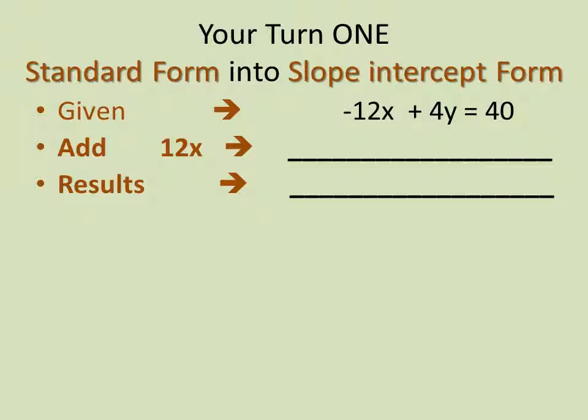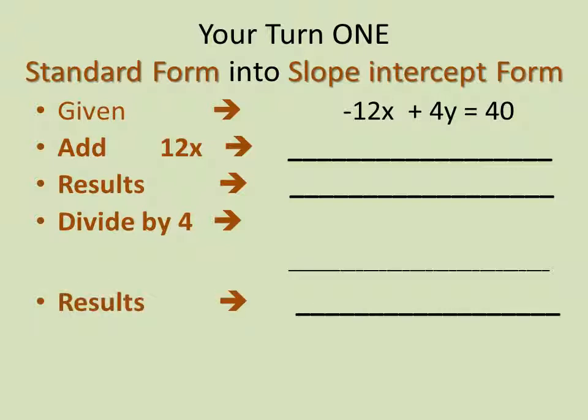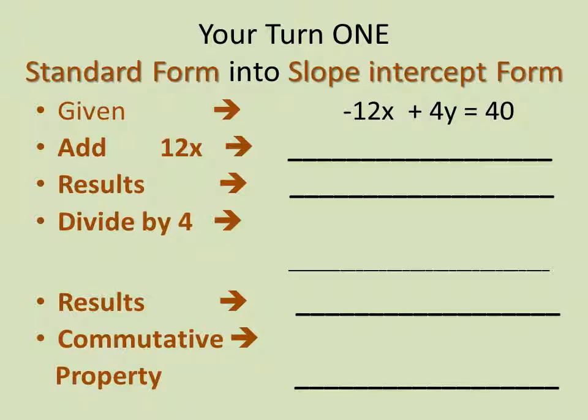Now look at that new equation, the results you got. What does it look like? What do we need to do? Did you say divide by 4? You would have been right. Divide every single term by 4. What are your new results? Now this isn't actually in slope-intercept form like I said before, so let's use the commutative property to switch the two terms on the right hand side of the equation around to get it into slope-intercept form.